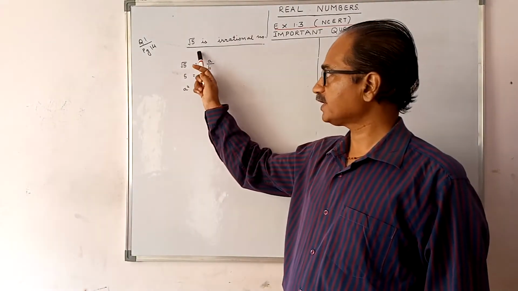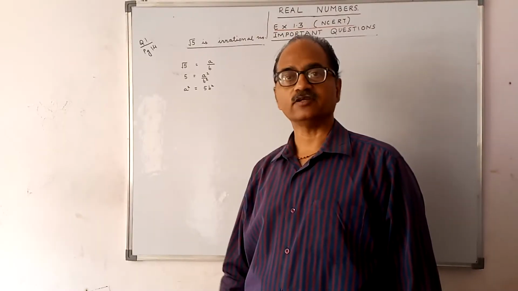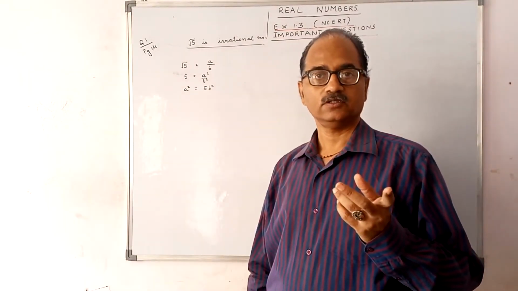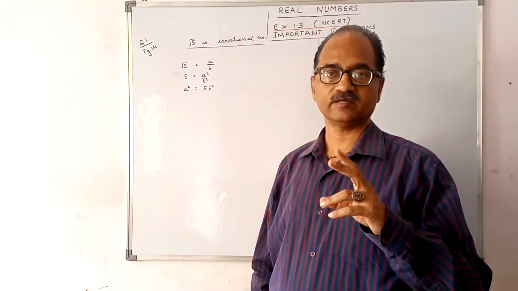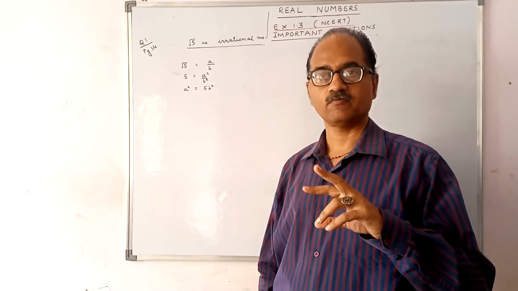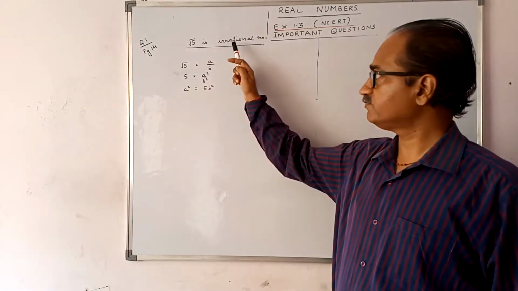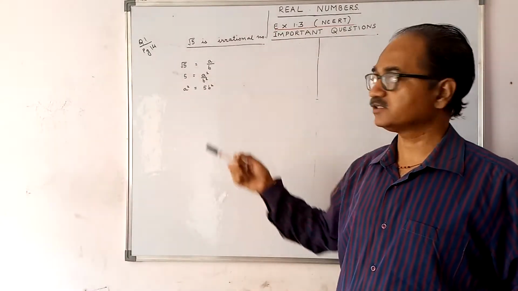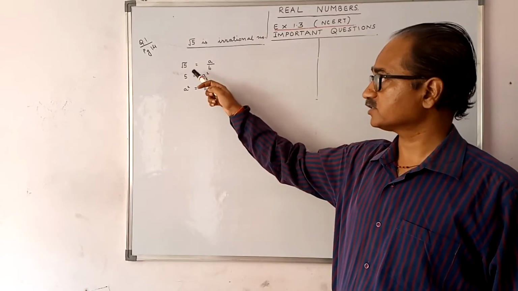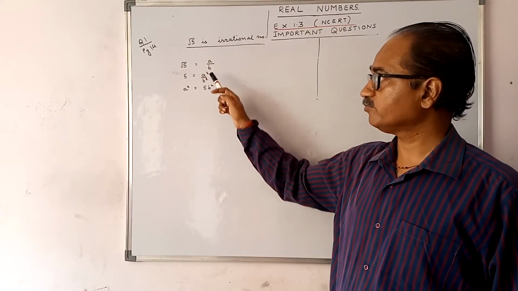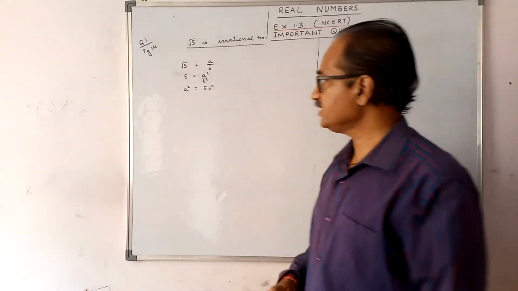If root 5 is not irrational, then what is it? It should be rational, because we categorize real numbers into rational or irrational. So if the number is not rational, that means it is irrational. If a number is not irrational, then it is rational. So root 5 is equal to a upon b, where b is not equal to 0.